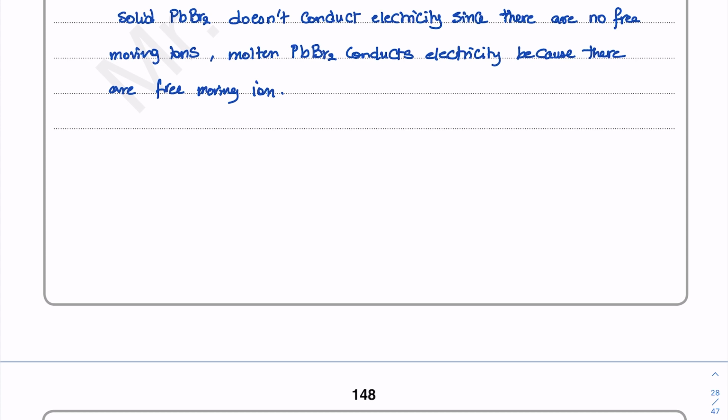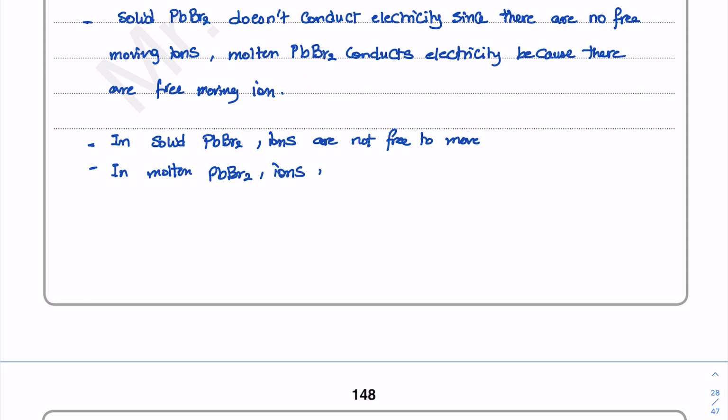يعني ممكن كنت أكتب الكلام ده بدل solid lead bromide doesn't conduct electricity since there are no free moving ions, and molten lead bromide conducts electricity because there are free moving ions. ممكن أكتب على طول in lead bromide solid there is no free moving ions، أما في molten ions are free to move. يبقى in solid PbBr2 ions are not free to move أما in molten lead bromide PbBr2 ions are free to move.